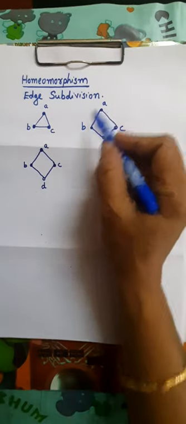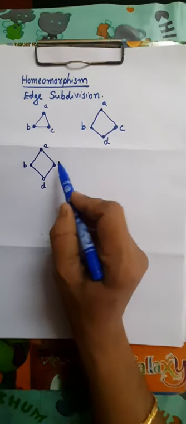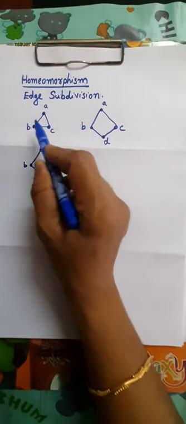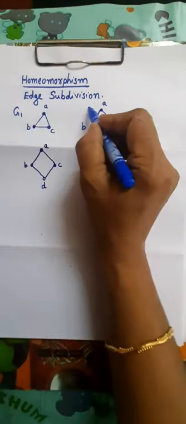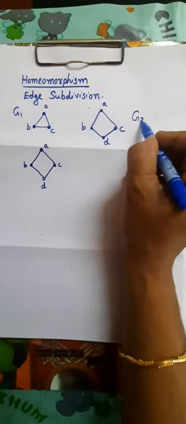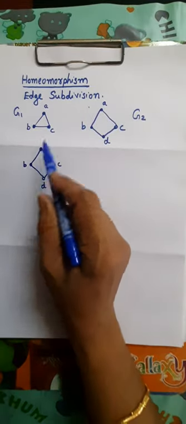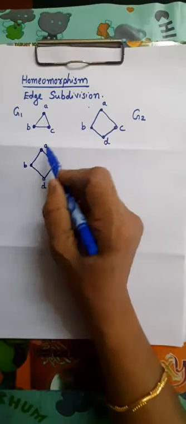Again, consider this graph ABDC. This is a graph obtained by edge subdivision of the first graph. This is G1 and this is graph G2. Then consider G2. Next, we are going to subdivide AB.